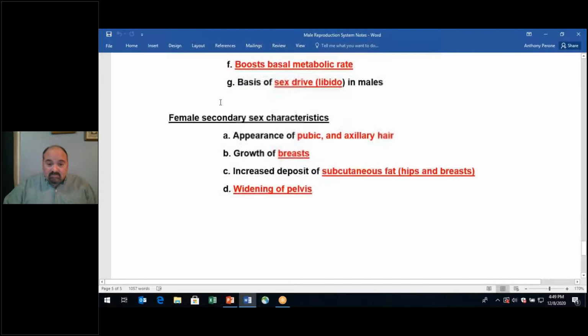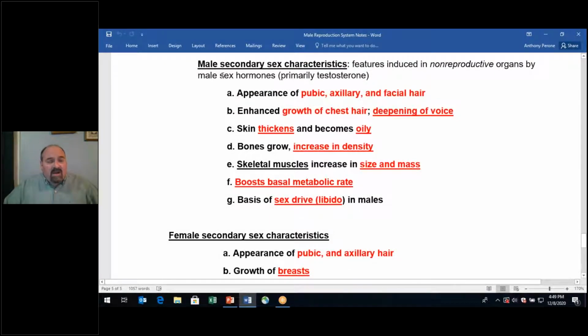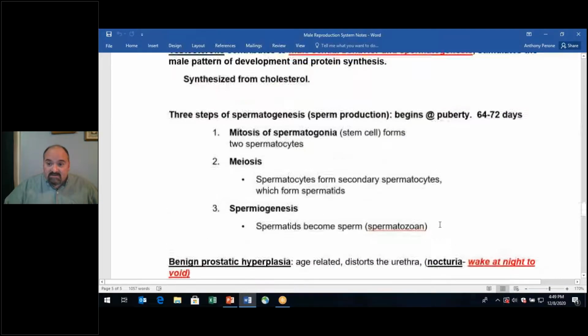For females, appearance of pubic and axillary hair, growth of breasts, increased deposition of subcutaneous fat in the hips and the breasts. Also a widening of the pelvis in order to allow for the birthing process, the ability to have children. Know that with both of these, also at puberty, the hormones testosterone, estrogen, and progesterone are all involved in helping the maturation of the sexual organs present within. Okay, so importantly, you need to know that, please.